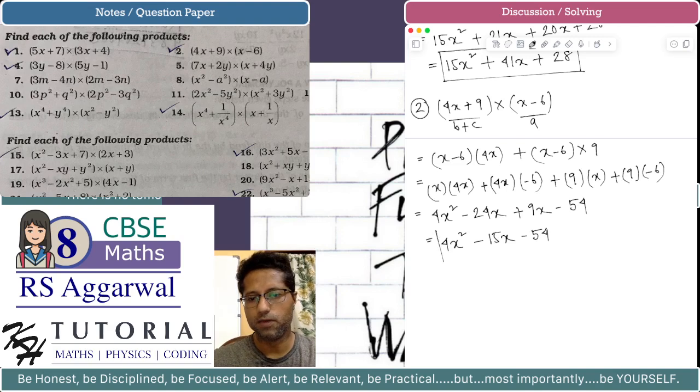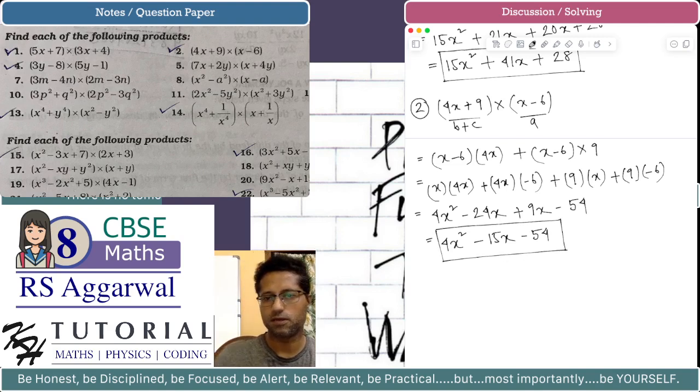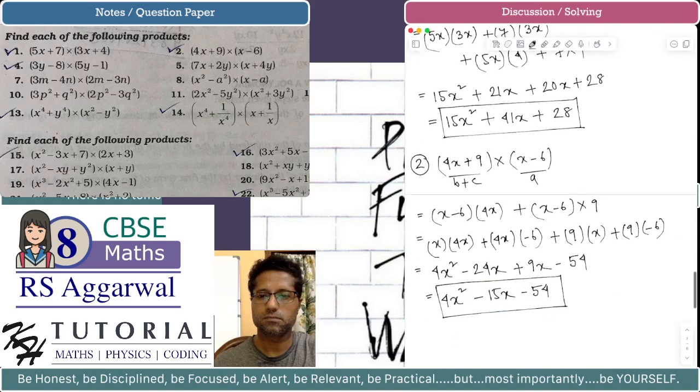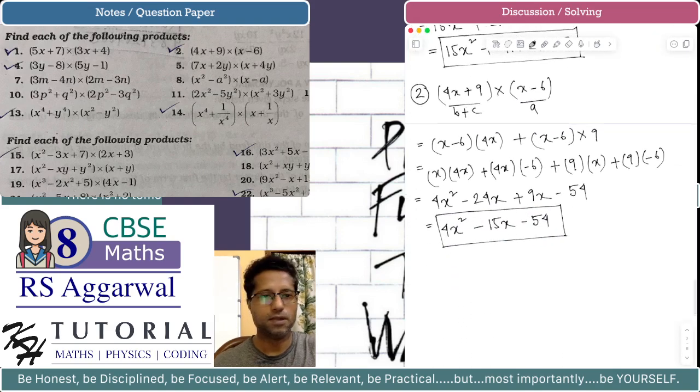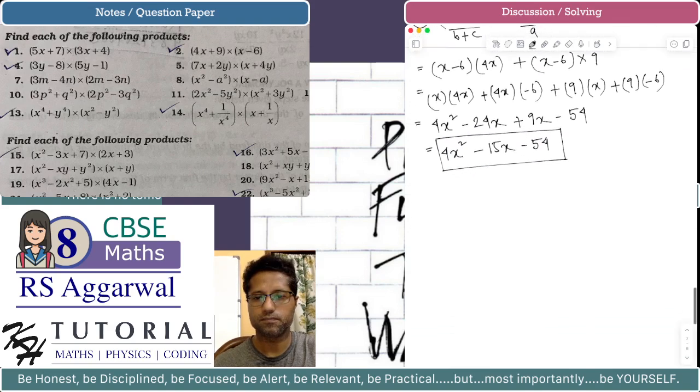Now I could be making some calculation mistake. I could be making some silly mistake in calculation. I'm not really focusing on that. Please try to understand the concept or the procedure, how I am finding the product. Okay, let's do problem number 4.